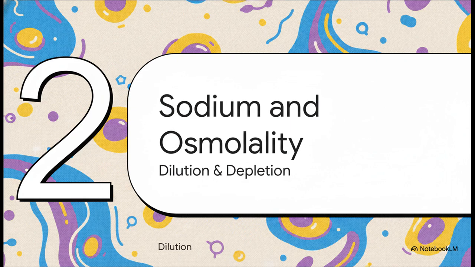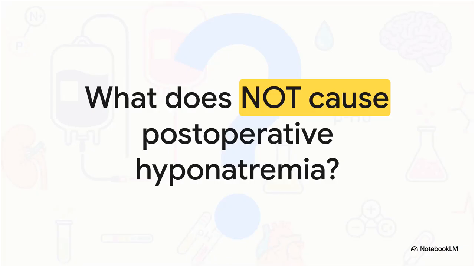Moving right along to Section 2, Sodium and Osmolality. Look at question 2, dealing with postoperative hyponatremia. What's absolutely fascinating here and trips a lot of people up is that antidiuretic hormone, or ADH, actually increases transiently after surgery. It doesn't decrease. Hyponatremia usually comes from excess free water or sodium depletion, so things like drinking too much water or taking medications like antipsychotics that make you retain water can easily tank your sodium. But option C is false, making it our correct answer, because the physical stress of surgery actually triggers your body to secrete more ADH, not less.